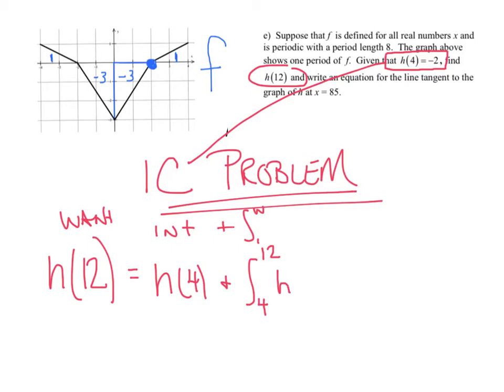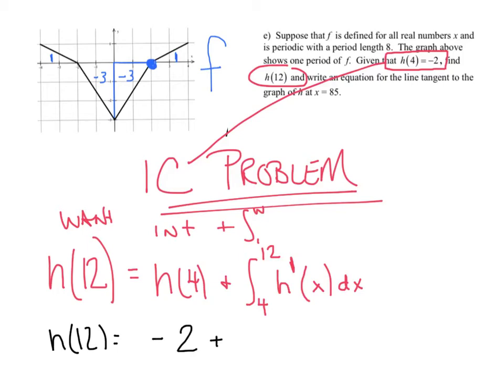Now think about this. What would you integrate to get h of 12 and h of 4? I'm thinking you have to integrate h prime of x dx. Would you agree with that? If you want h of 4, you have to integrate h prime. And at this point, hopefully this is pretty nice. So I get h of 12 equals h of 4, which is -2, plus the integral from 4 to 12 of h prime.